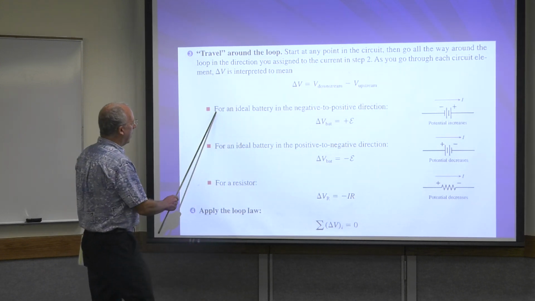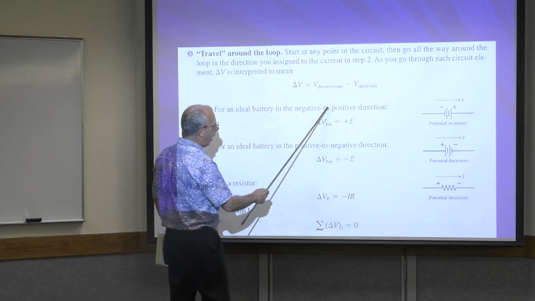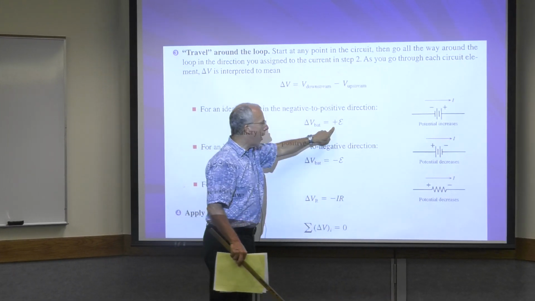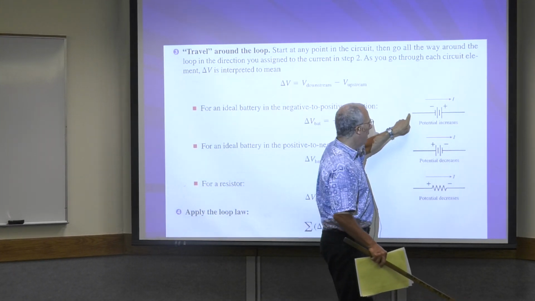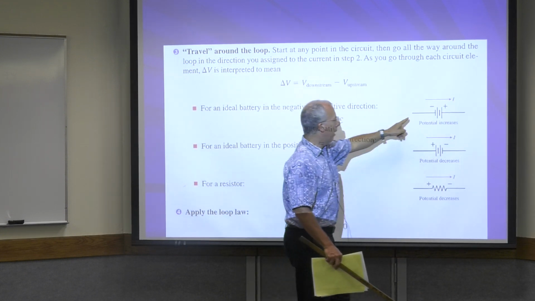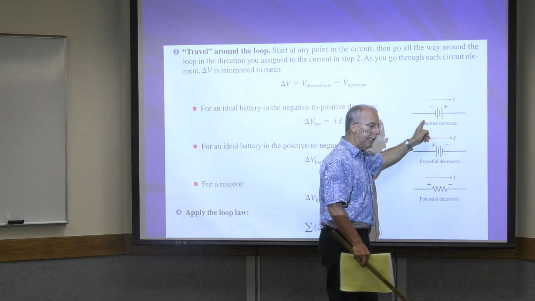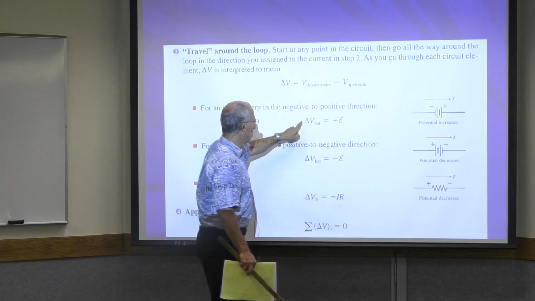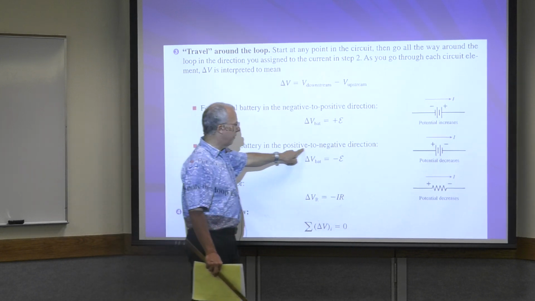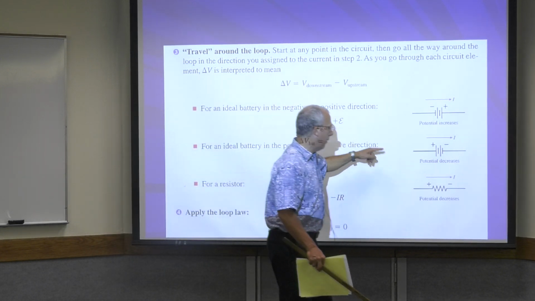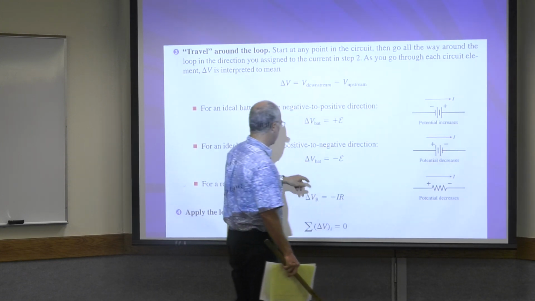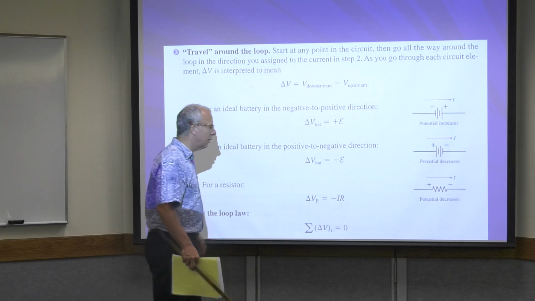Okay, here. For an ideal battery in the negative to positive direction, see we're going here, right? Delta V battery is positive. It kind of makes sense. Here it's negative, here it's positive. So what's the change in potential? Well, we go from negative to positive. It's plus, right? We gain potential. Okay, so delta V battery is plus. For an ideal battery in the positive to negative, it's minus, right? Because if you're going this way and you go from a plus to a minus, you lost potential. So it's minus. Okay, that kind of makes sense.